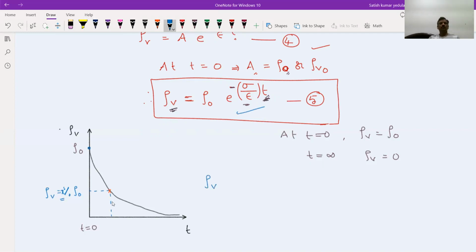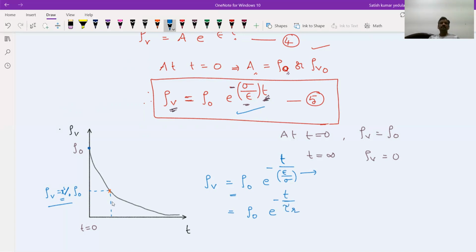So rho v, we can write as rho naught into e power minus, obviously we have to get it from this only, t by epsilon by sigma. This can also be written as rho naught into e power minus t by, okay, this particular value will be equal to time. I'll prove that the unit of this is absolutely seconds. So this is tau r, t by tau r.